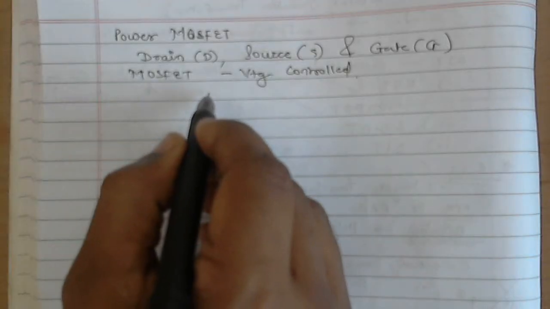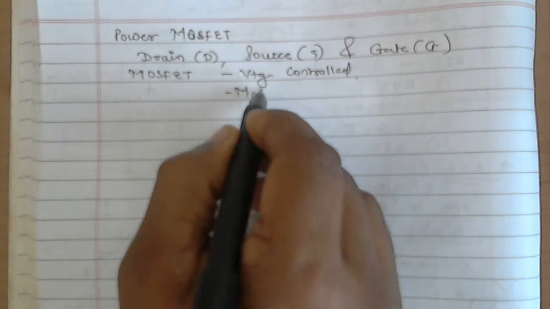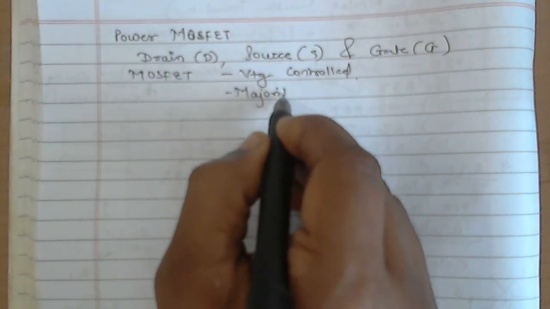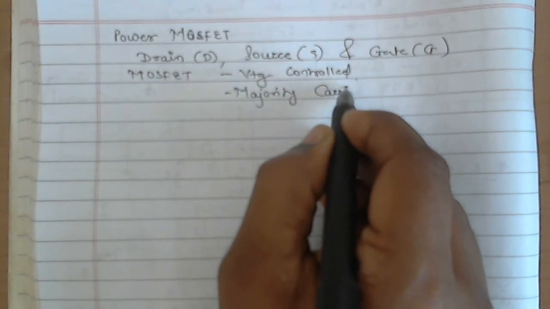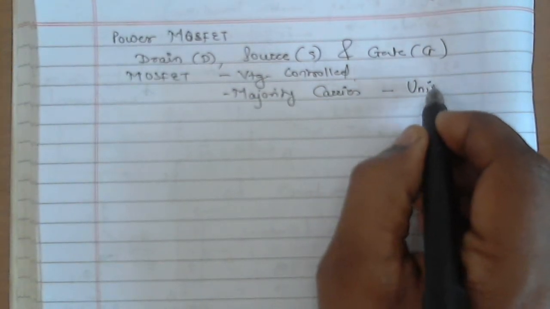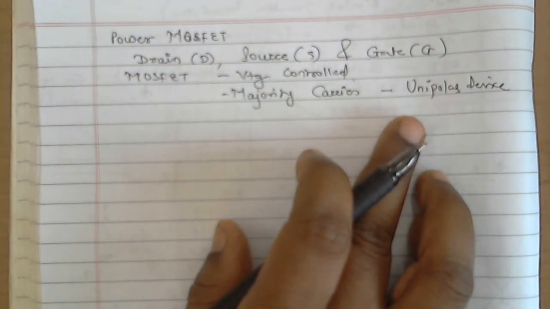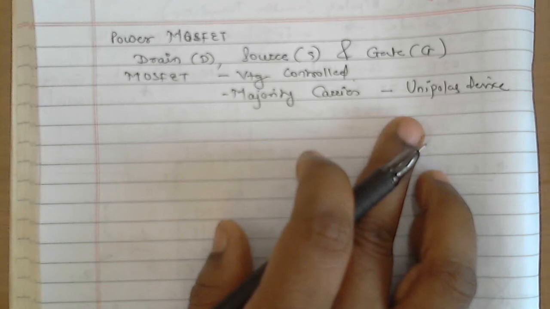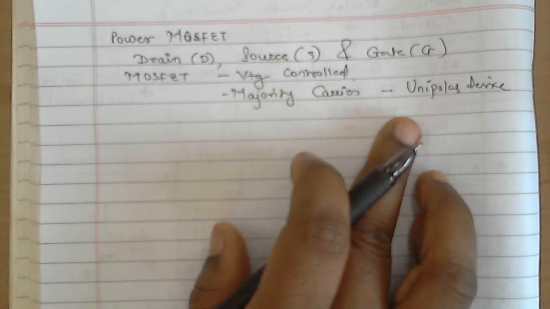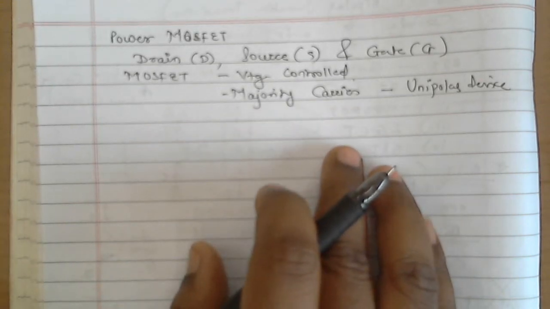Now, the current in a MOSFET depends on majority carriers only, whether electrons or holes, and not both. It works only on majority carriers, so it is a unipolar device. This is not the case with the BJT. BJT is a bipolar device, if you remember. I guess I have covered the basic things. Now let's move to the constructional details of the MOSFET.